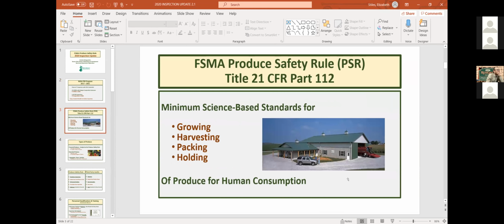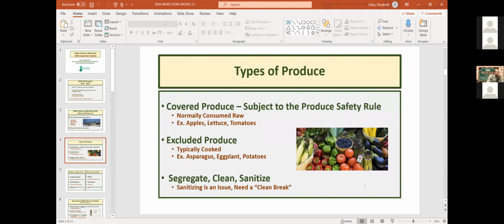So as we know, the FSMA Produce Safety Rule are the minimum science-based standards for the growing, harvesting, packing, and holding of produce for human consumption. And the types of produce we're concerned with would be covered produce. These are normally consumed raw. For example, apples, lettuce, and tomatoes. The produce that is excluded is typically cooked, such as asparagus, eggplant, and potatoes. The reason this produce is excluded is because the cooking step is a kill step for various bacteria and germs that could be on the produce.